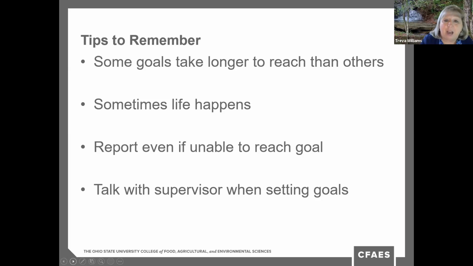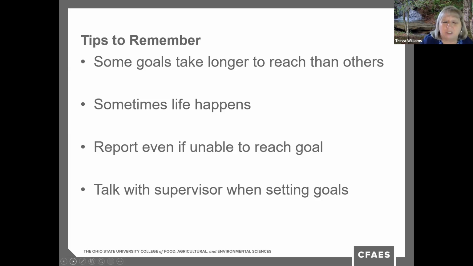Sometimes life happens. I can speak from personal experience. When my husband was very, very ill and then passed away, that year, my goals got all shot out of the water. They didn't happen like I planned. And that's part of life. But we adjust that and we do what we can and we report what we can. We don't just say, nope, didn't happen.